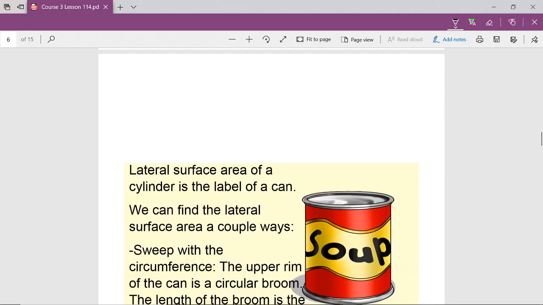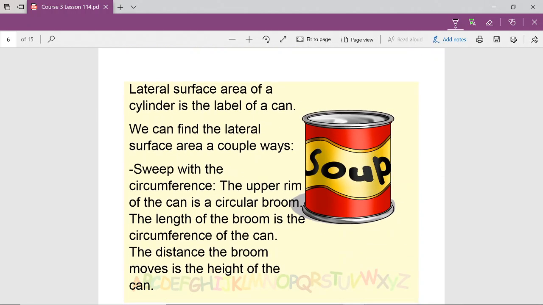So we can do this with a lot of different shapes. For example, what if it's not just 2-dimensional like a circle?